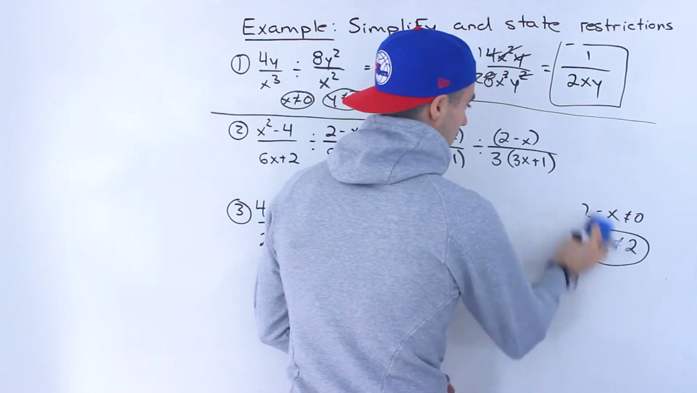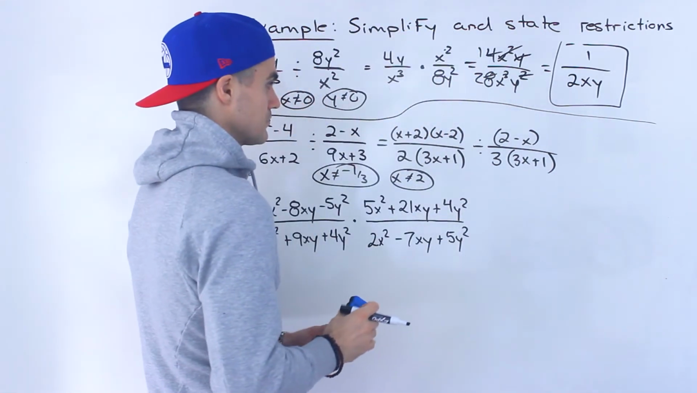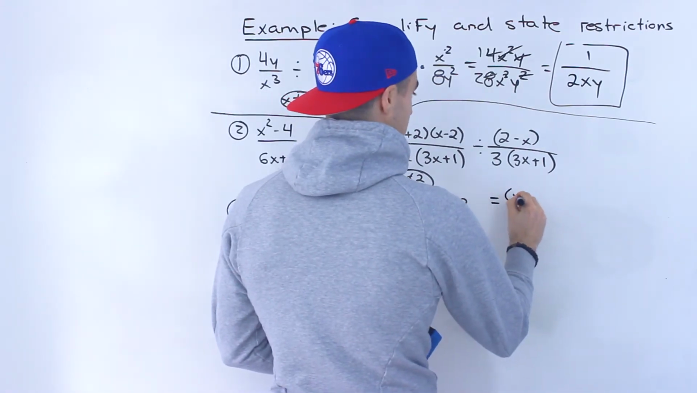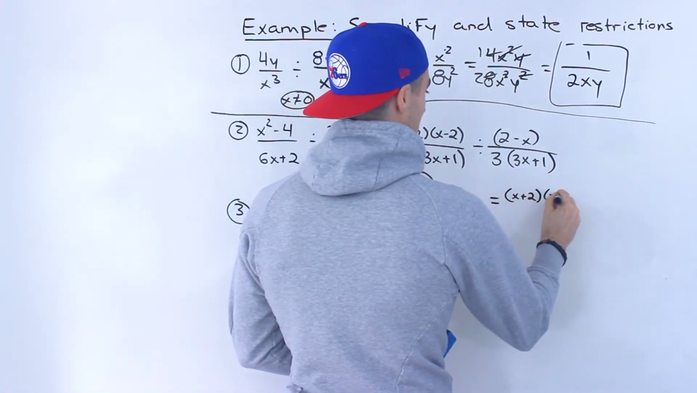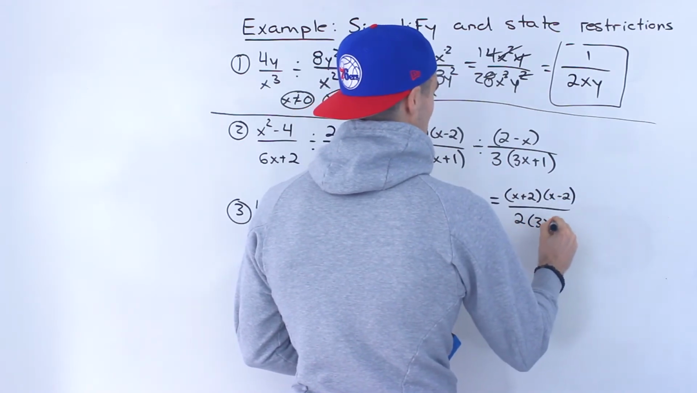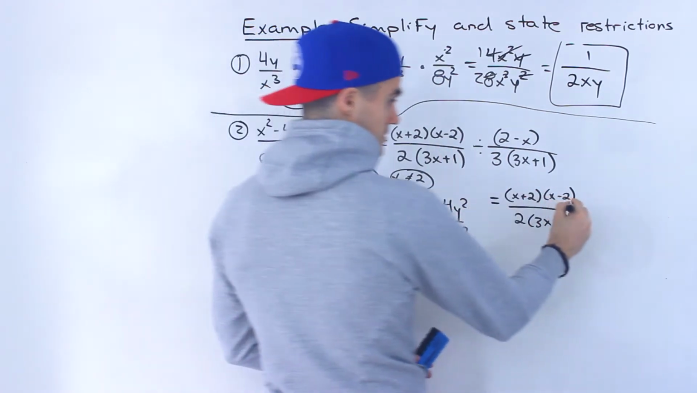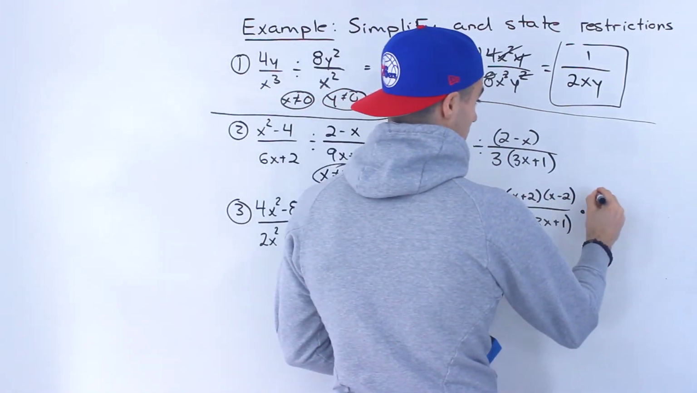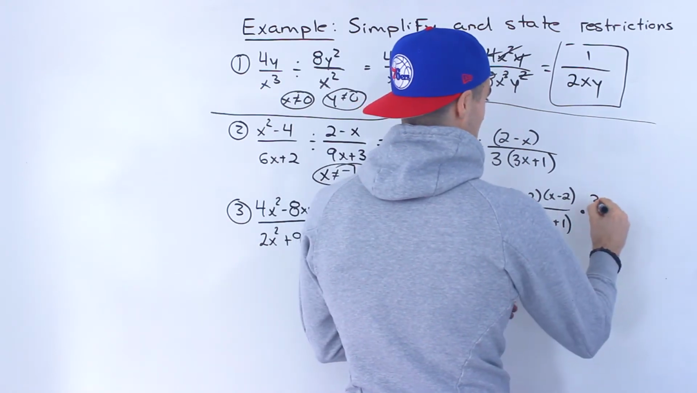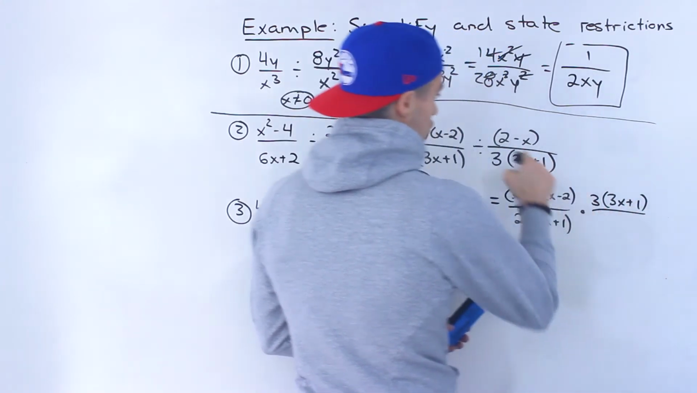And then from here, what we can do is go into simplifying. So I'm going to continue this over here. So we'll have x plus 2 times x minus 2 over 2, 3x plus 1. Now what I'm going to do is I'm going to flip this. So we would have multiplying 3, and then we'll have 3x plus 1 divided by 2 minus x.